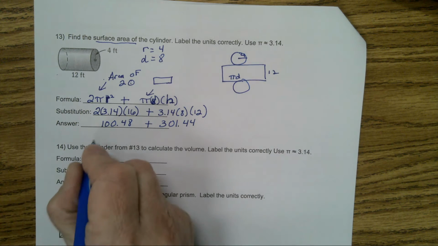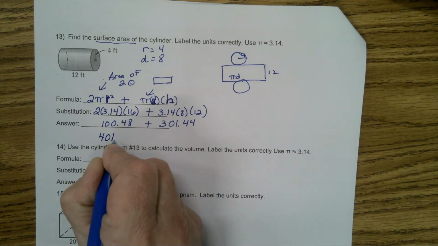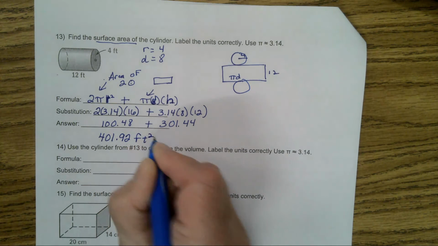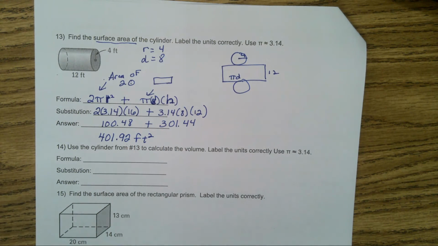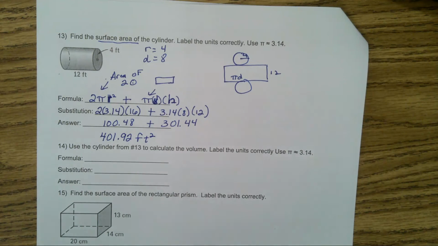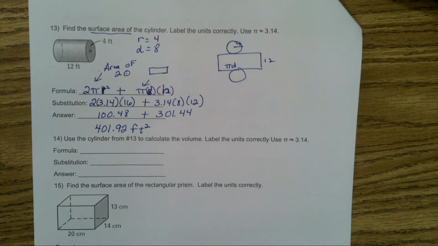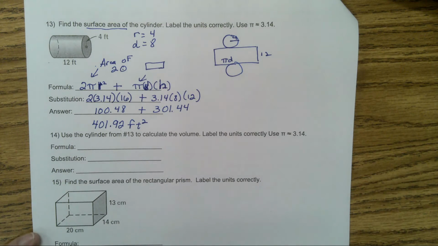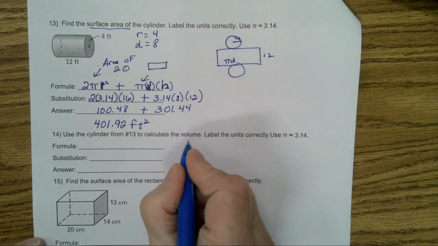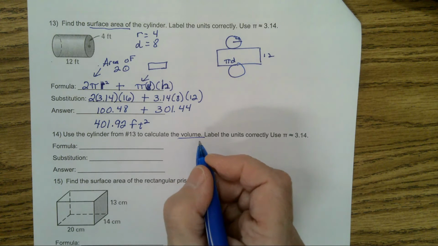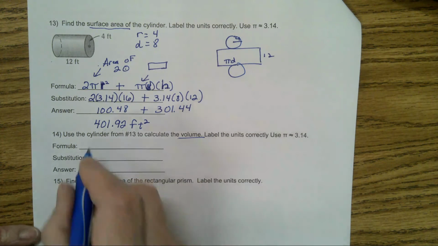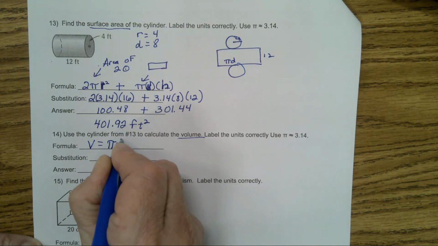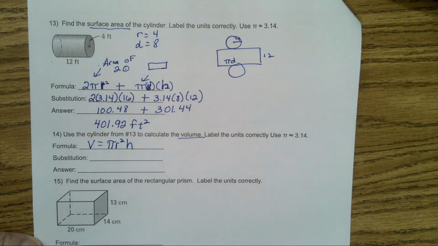And the answer is 401.92 feet squared because it's surface area. Any questions on that problem? Now, find the volume. The formula for the volume is area of the base times the height. Well, in this case, it's a circle. Pi r squared times the height.